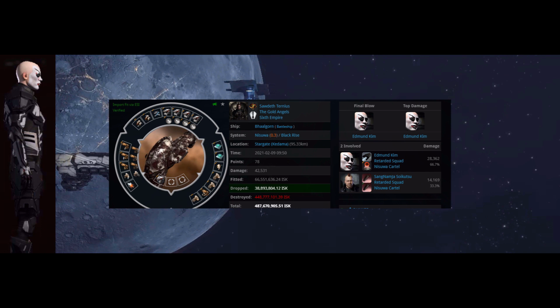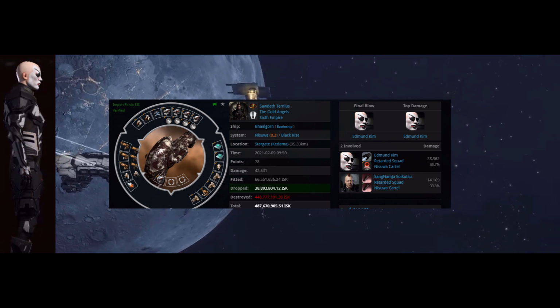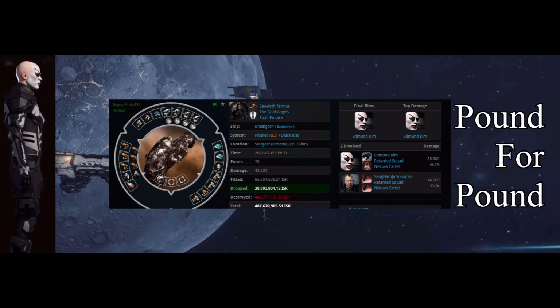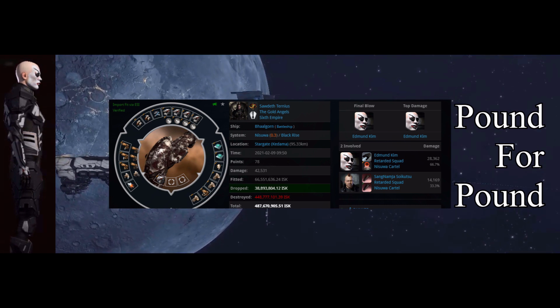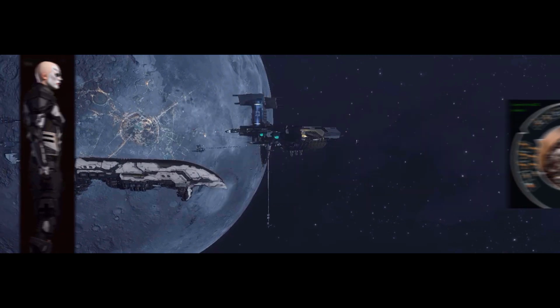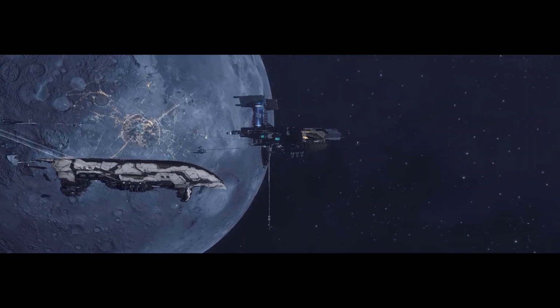Edmund Kim dumped almost 30,000 damage into this Bhaalgorn with his Lachesis. This is today's pound for pound points total. What a kill.